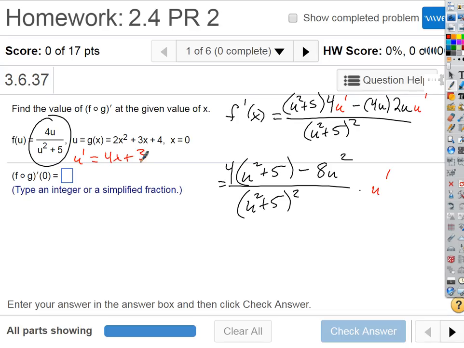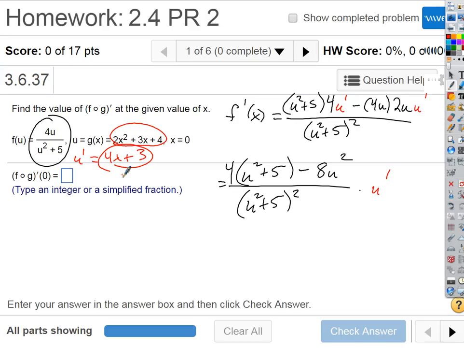Okay, so we have a couple options here then. All we're trying to do is evaluate this at x equals 0, right? Do I want to go through the process of substituting all of this stuff for u and this stuff for u prime and then substituting? I could. That seems like a lot of work though, doesn't it? Is there an alternative?